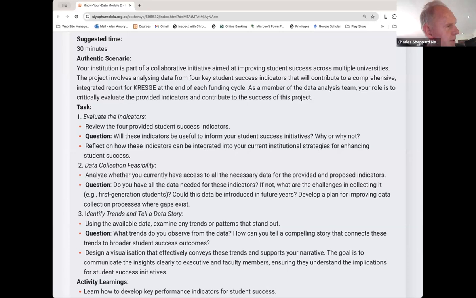I've emailed you a completed template, which was the Achieving the Dream template, which is a bit complex, but it's interesting. If you look at it, you can make the template much simpler. And then also you can design a visualization that effectively conveys these trends and supports your narrative.